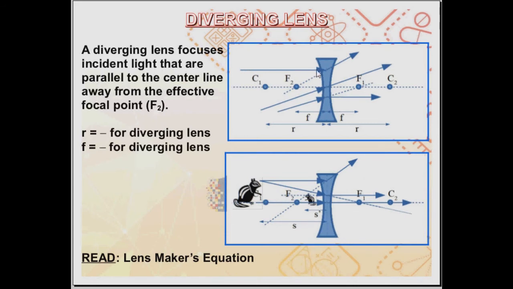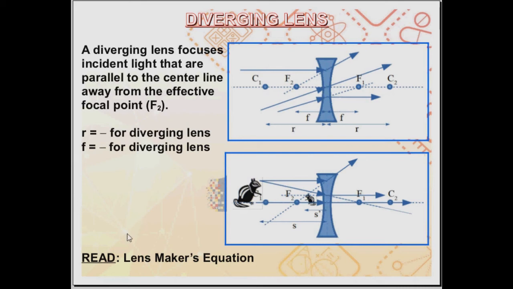A diverging lens, on the other hand, focuses the incident light that is parallel to the center line away from the effective focal point F2. So this time the effective focal point is in front of the lens. f is negative. The same goes for the radius of curvature r. r is negative, f is negative for a diverging lens.